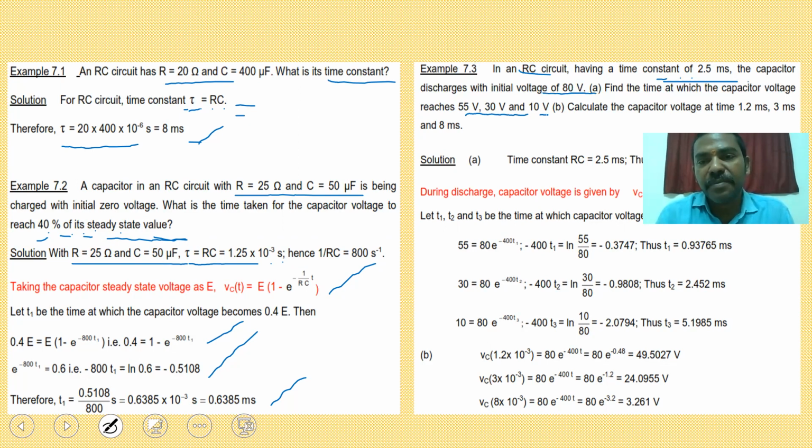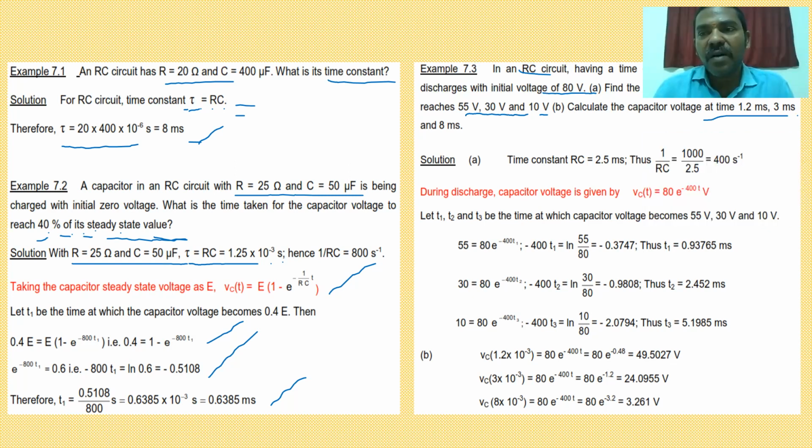That is your first part. And the second part is to calculate the capacitor voltage at a time of 1 millisecond, 2 milliseconds, 3 milliseconds, and 8 milliseconds. All of these you have to calculate.